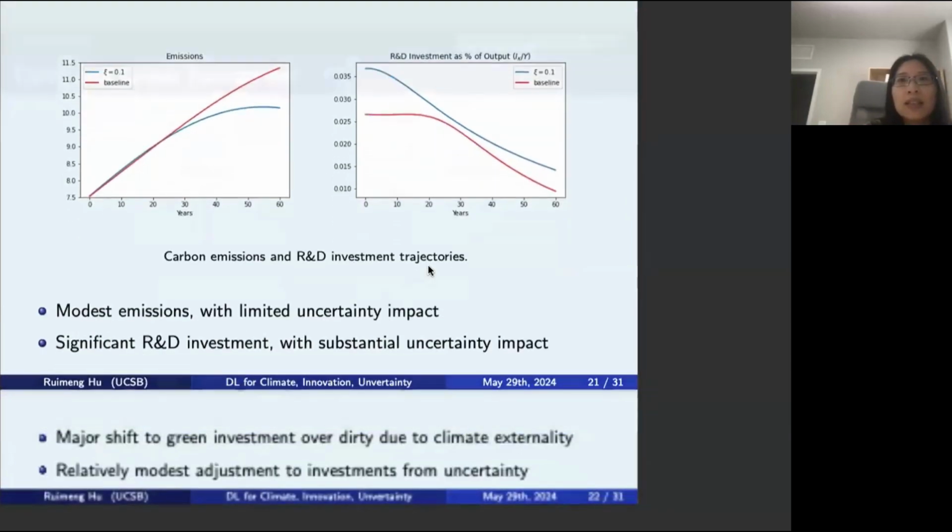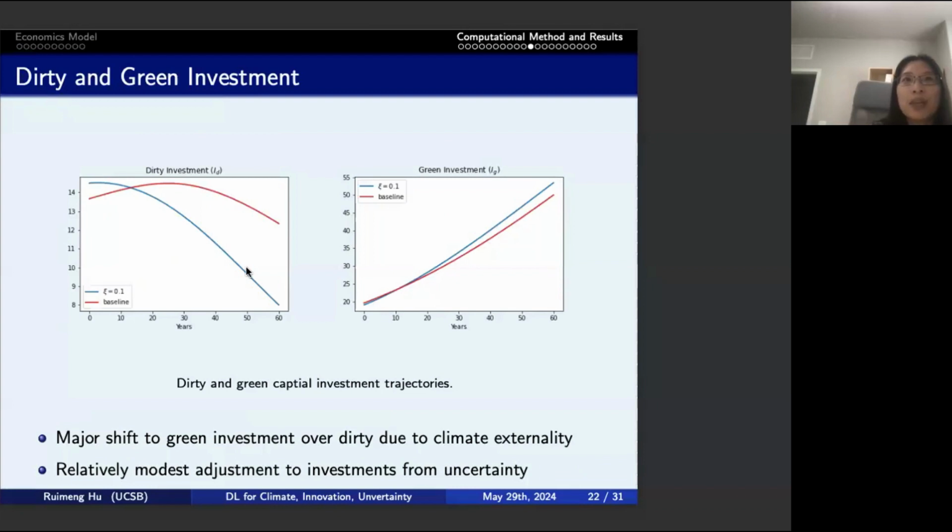Okay. So then we also plot the investment in the dirty capital and the investment in the green capital. Again, the red line is from the baseline, and the green is for K equals 0.5. So we have several observations here. First of all, we can see that the level of the investment in the green capital is much higher than the one in the dirty capital. At the beginning, it's almost 50% higher, but as time goes by, the green capital investment starts to increase and the dirty capital investment starts to decrease. So it's about 4 or 5 times the green one compared to the dirty one.